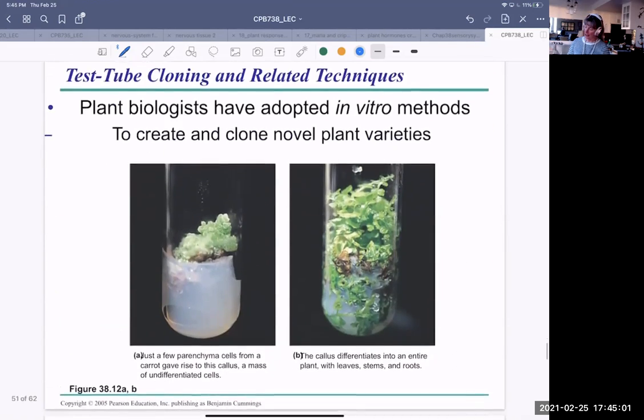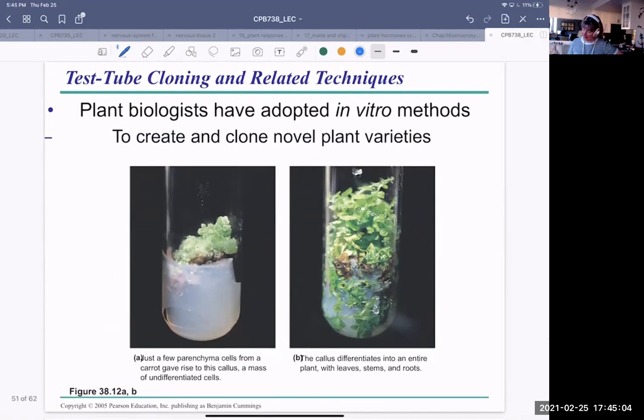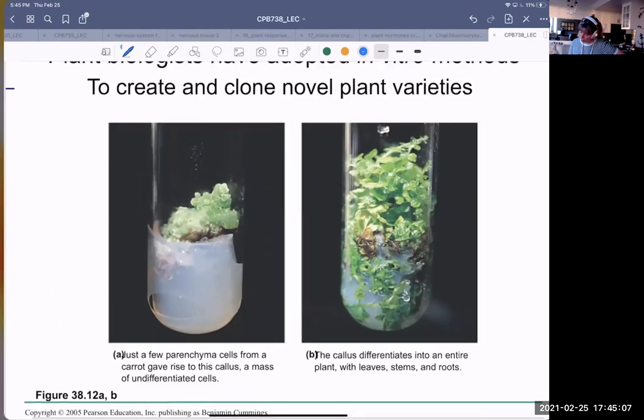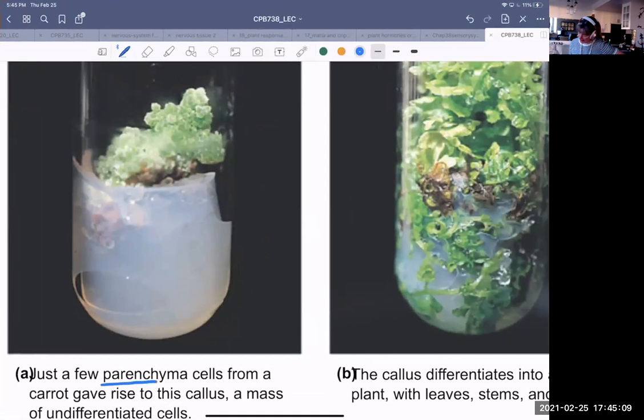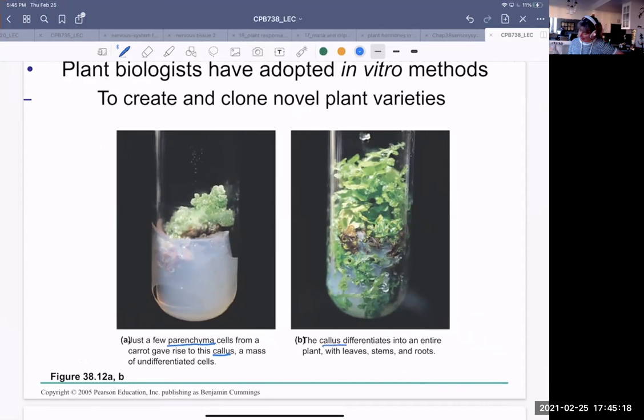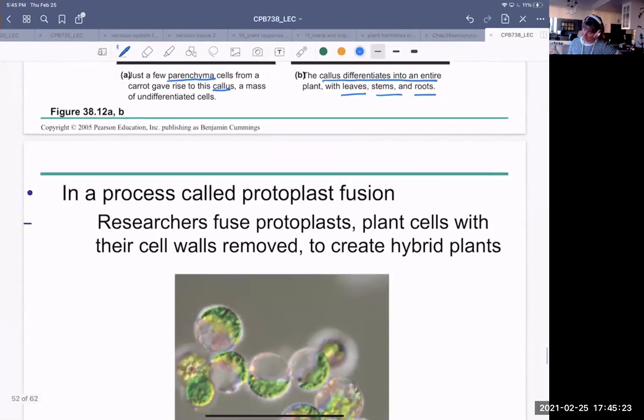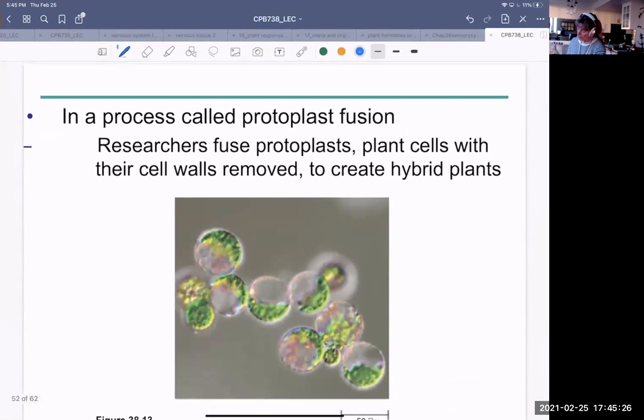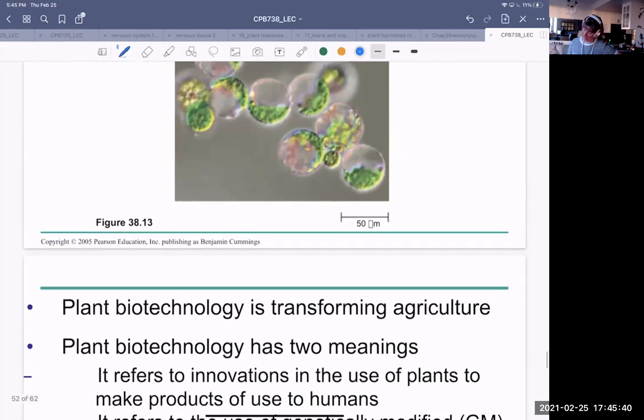It's called grafting. You can clone them by in vitro methods. This is an example of just a few parenchyma cells from a carrot that gave rise to this callus, which is a mass of undifferentiated cells. Then if you provide the right medium, the callus will differentiate into an entire plant with all of the different organs. With protoplast fusion, you can fuse protoplasts. Protoplast is the name given to the cytoplasm of plant cells. They remove the cell walls and create hybrid plants that way.